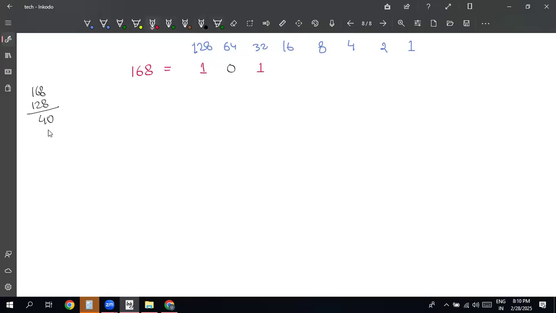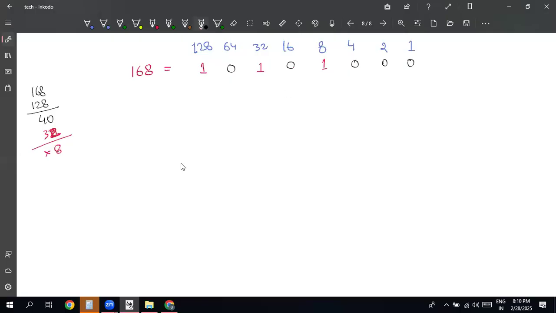And again subtract 32 out of it, which will give me 8. It simply is visible that 8 is here. So definitely 16 cannot be taken. I'll take 8 here, and rest all the values would be 0. And this is the conversion of 168, which is 10101000.